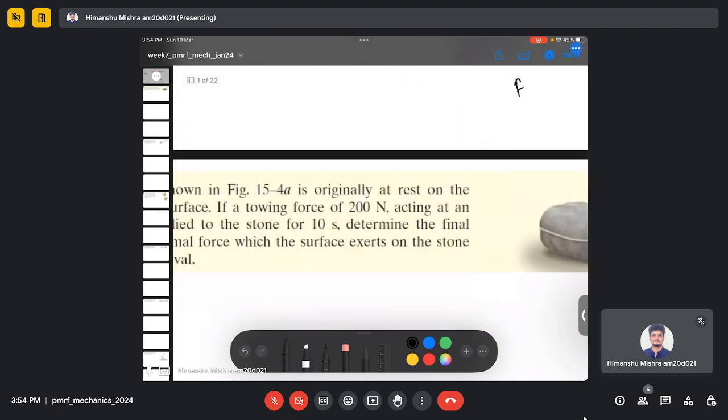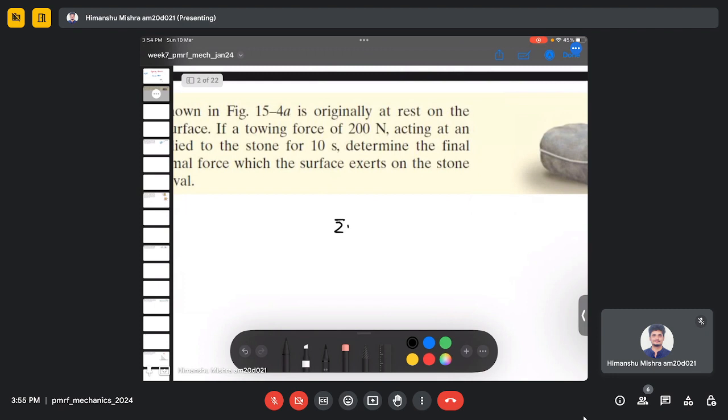So we know that the summation of force is equal to the rate of change of momentum. Now when we apply the conservation of momentum, this quantity is equal to 0. The rate of change of momentum is equal to 0, which means that my final and initial momentum are equal to each other.